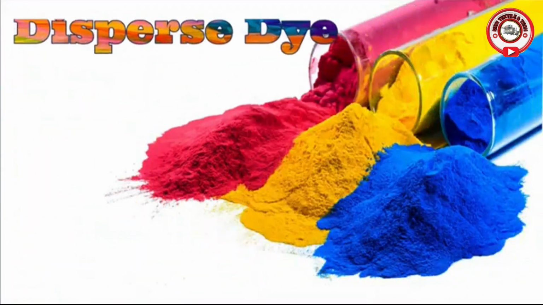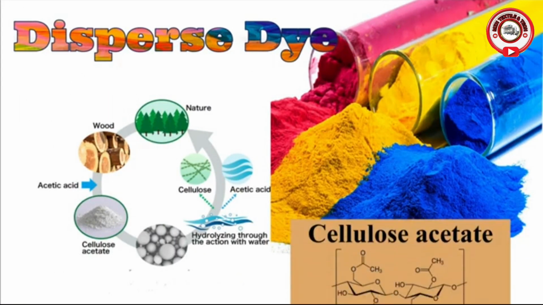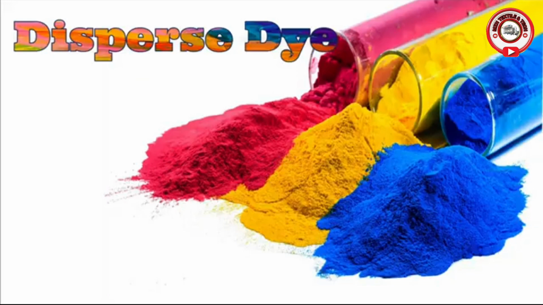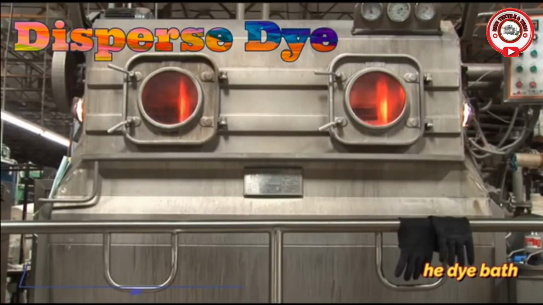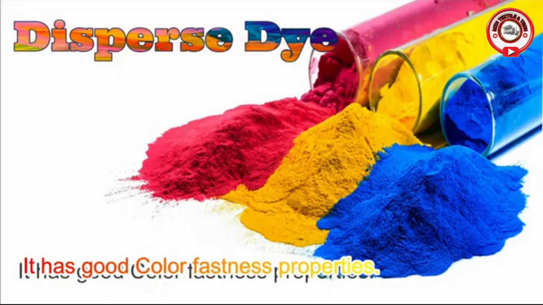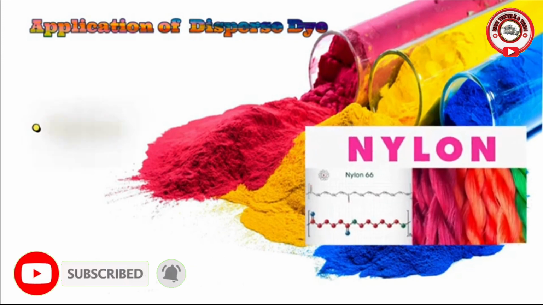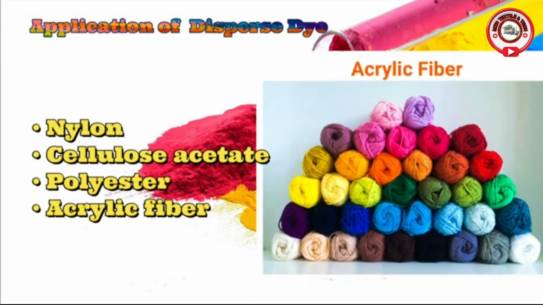Dispersed dye. Dispersed dye was originally developed for the dyeing of cellulose acetate and is water insoluble. Normally, the dyeing temperature is high and more pressure is used for the dye bath. It is good for fastness properties. Normally, it can be used for dyeing nylon, cellulose acetate, polyester, and acrylic fiber.